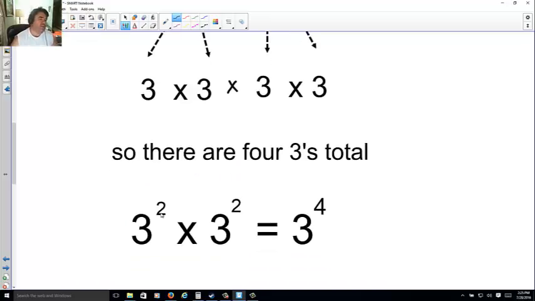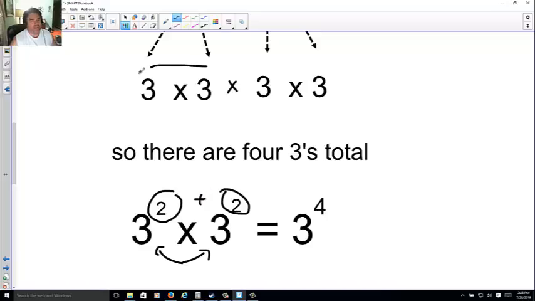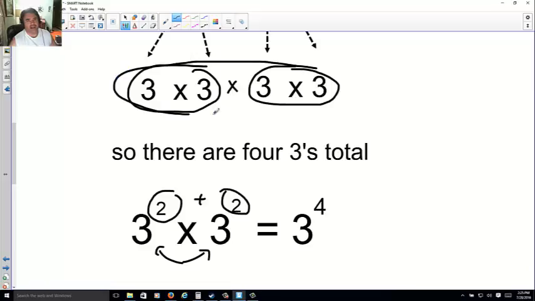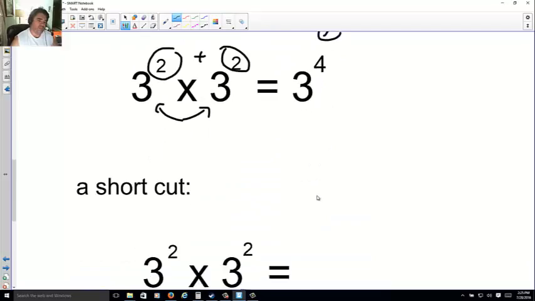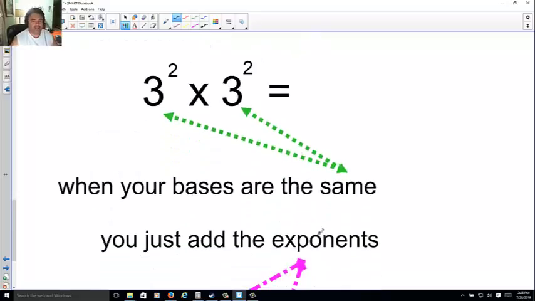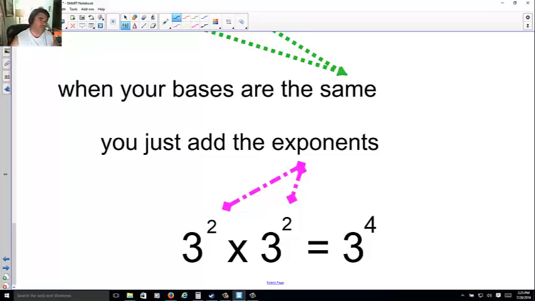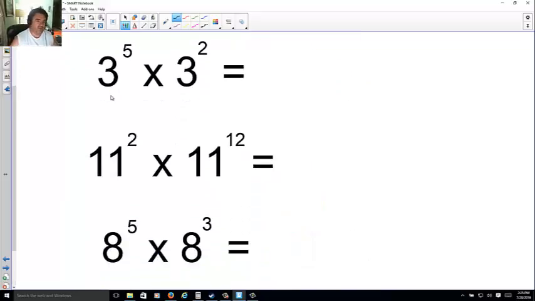So what you're doing is when you're multiplying exponents, if the bases are the same, if this and that are both 3's, you can simply add these two together, saying, okay, here's a couple 3's, here's a couple more 3's. Combined, I have 4 3's, so I have 3 to the 4th power. Shortcut: bases are the same, add the exponents together. Bingo, bango, bongo. Give them a try, you try.